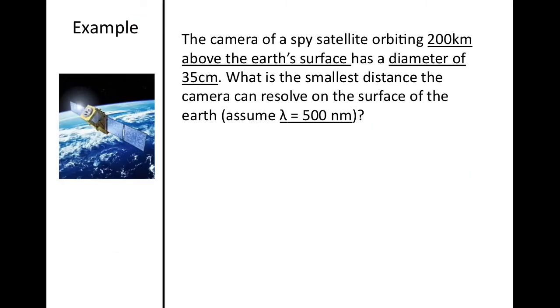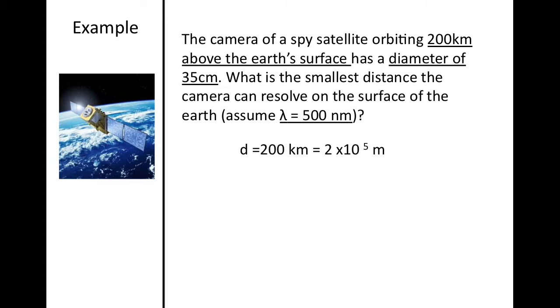The camera of a spy satellite orbiting 200 kilometers above the Earth's surface has a diameter of 35 centimeters. What is the smallest distance the camera can resolve on the surface of the Earth, assuming that the wavelength is 500 nanometers? Go ahead and try this and then start the video back up.